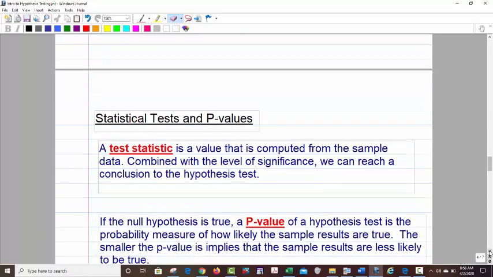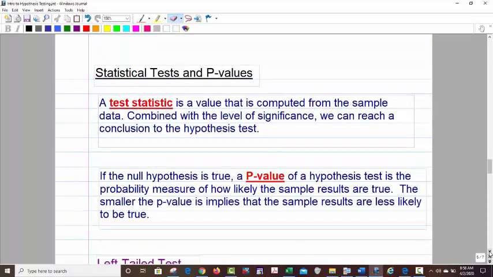Some more good terminology here: test statistic and p-values. Now, the test statistic is something we'll see how to compute using sample data later on. Combine that with the level of significance, and we can reach our conclusion to the hypothesis test using our data. In other words, do we reject the H0 or do we fail to reject the H0?